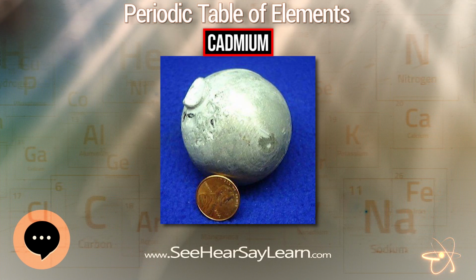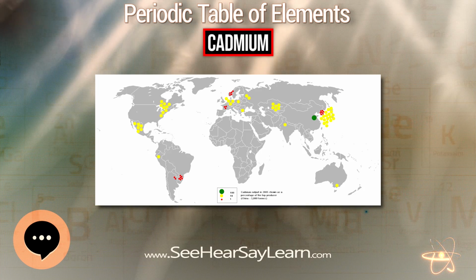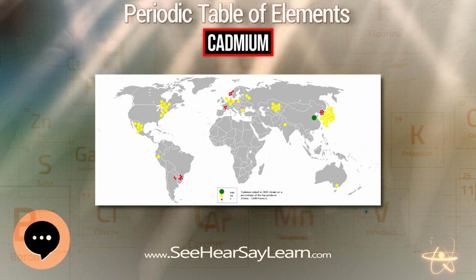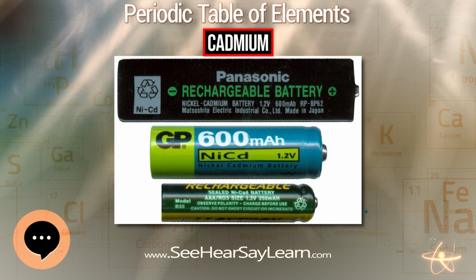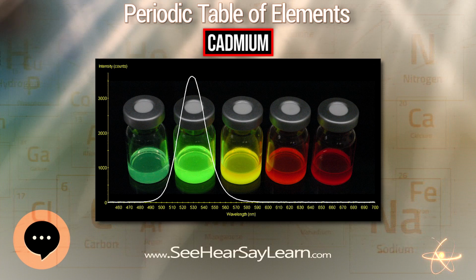Cadmium and its congeners in group 12 are often not considered transition metals, in that they do not have partly filled d or f electron shells in the elemental or common oxidation states. The average concentration of cadmium in Earth's crust is between 0.1 and 0.5 parts per million.